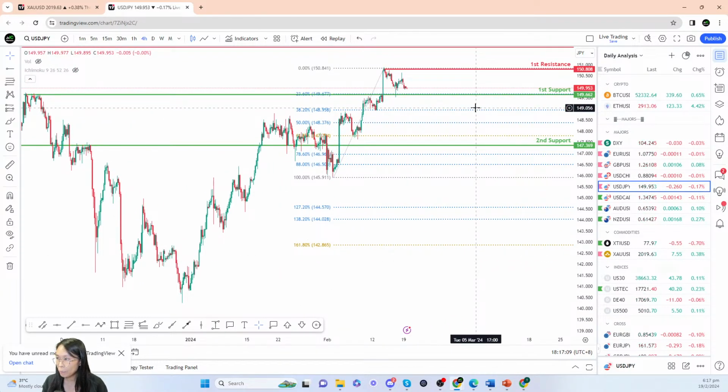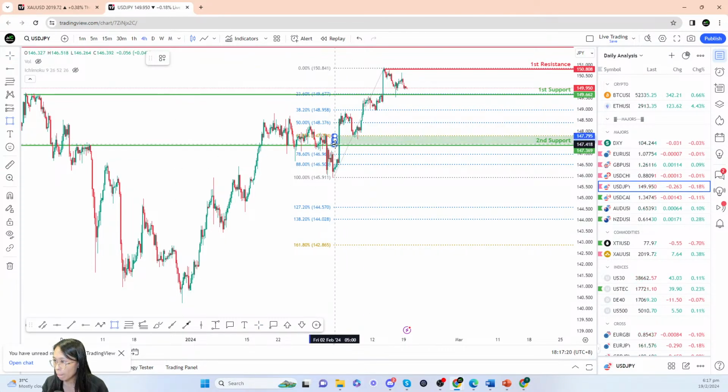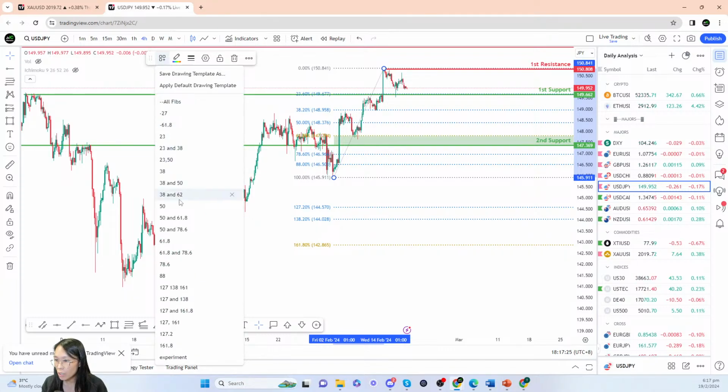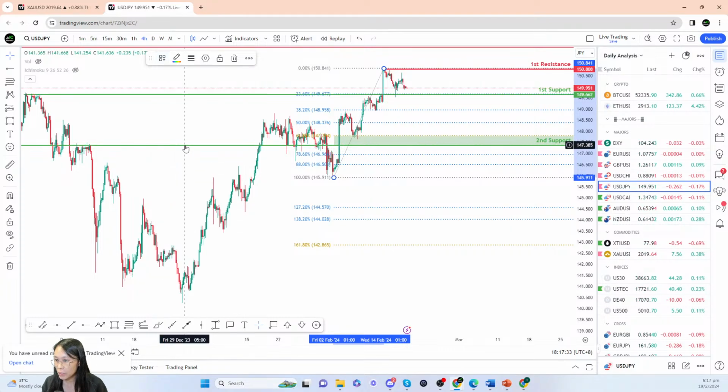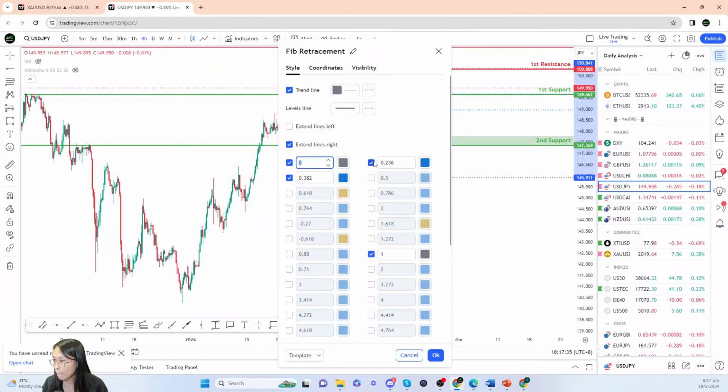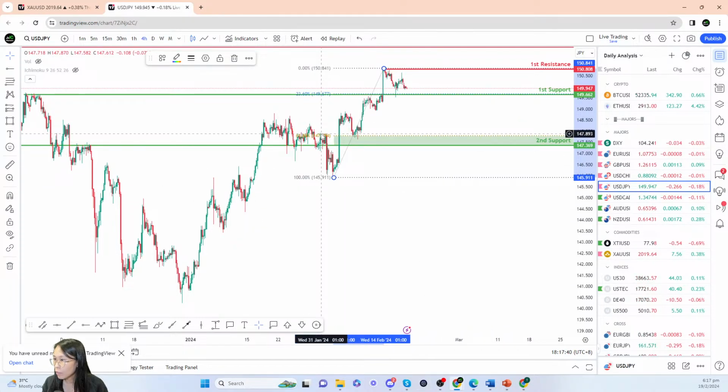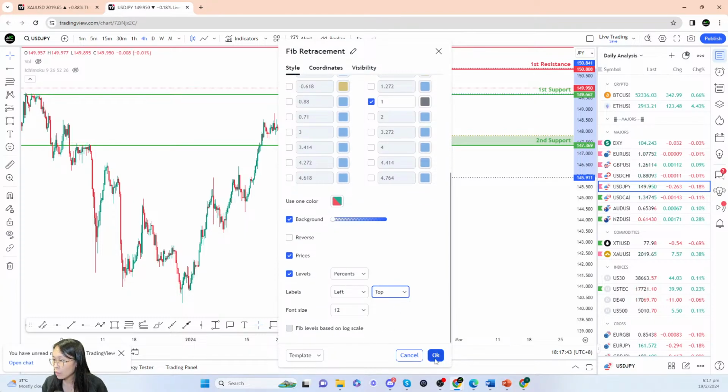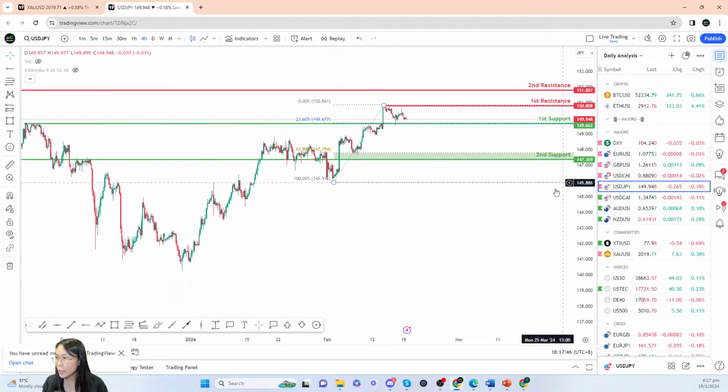I do have 23. That is right on my first support level, followed by 61%. That aligns closely with my second support. Okay, 23 and 61. Oh, I don't have 23, 61. Let me make it clearer for you guys to see.